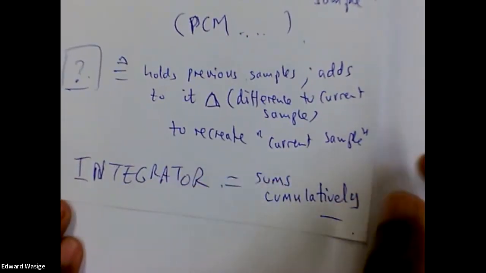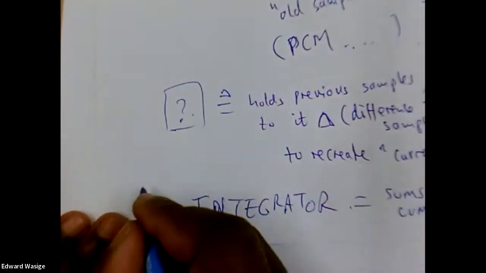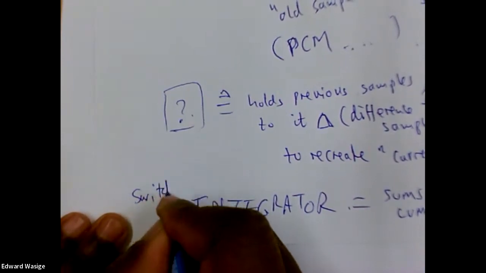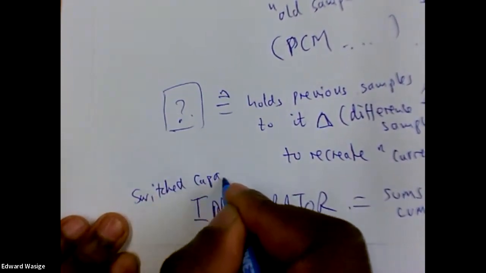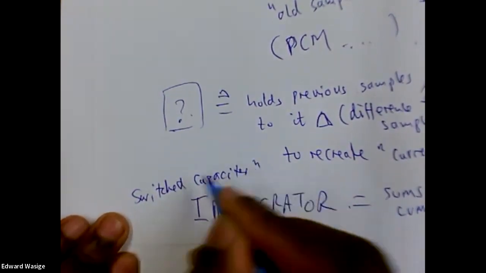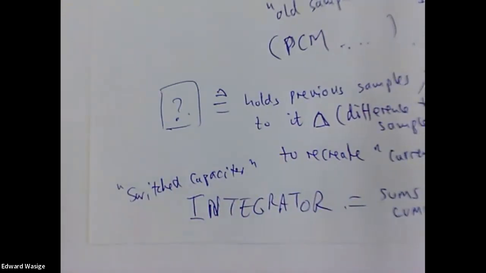And in particular, the type of integrator that is used is a switched capacitor integrator, because this deals with the delta. These are like little DC voltages, and the switched capacitor integrator does that summation quite nicely.